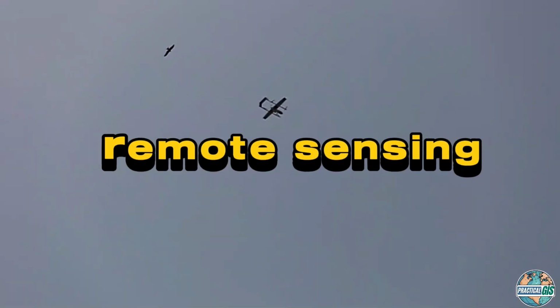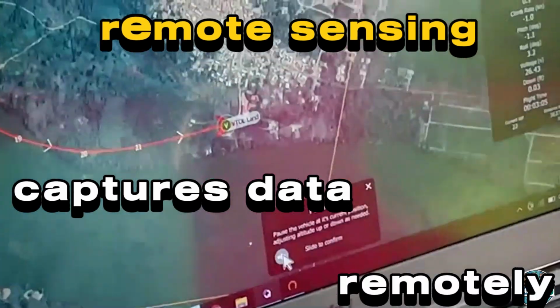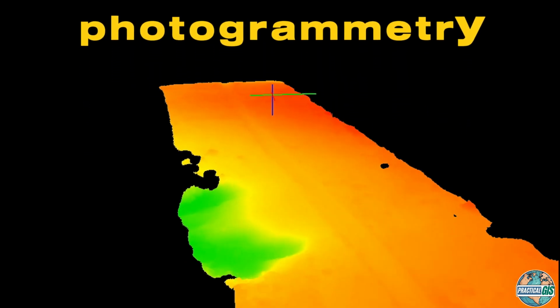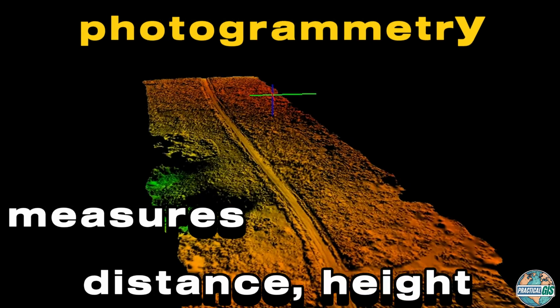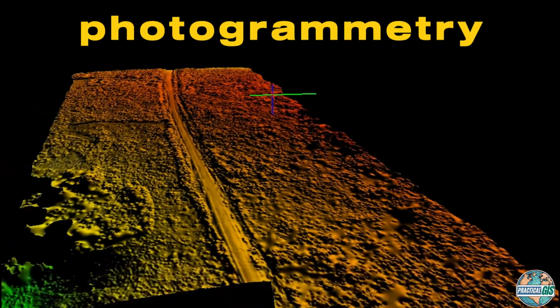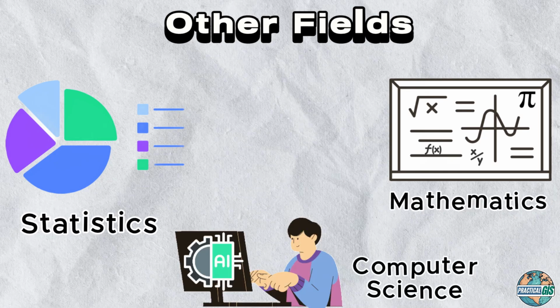You also need to understand remote sensing, which is the capturing of data of an object without being physically near the object. And also photogrammetry, which is the science of measuring the distance, heights, etc. of objects on an image, mostly to produce a 3D rendering of the object on the image. There are other studies like statistics, mathematics, and computer science, which are also good to know.